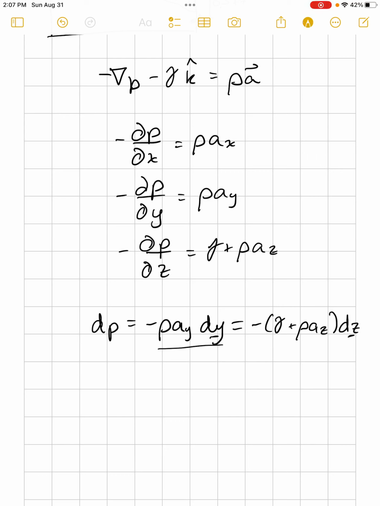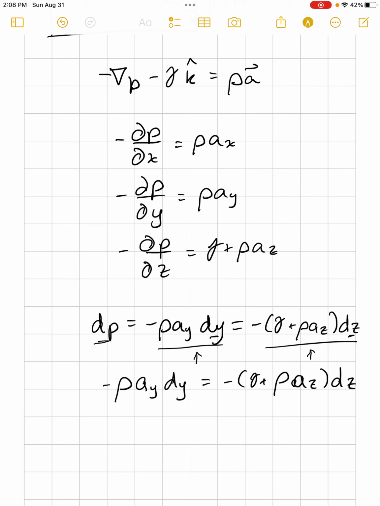Okay, so we can look at the left-hand side and the right-hand side and ignore for a moment that we even were looking at pressure at all. We can say that this side has to be the same thing as this side, otherwise they wouldn't both be equal to pressure. So we're going to write it out this way: minus rho times the acceleration in the y direction times the change in the horizontal position is equal to gamma minus density, plus density times acceleration in the z direction times the change in the height.